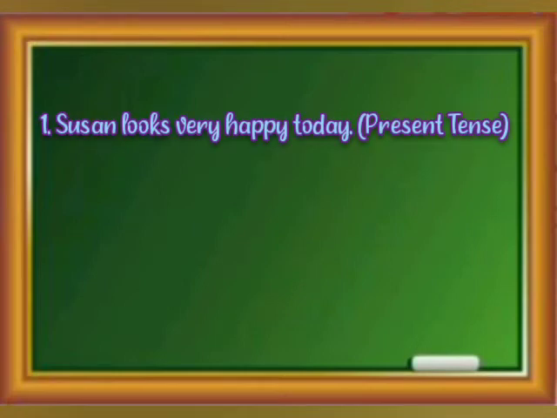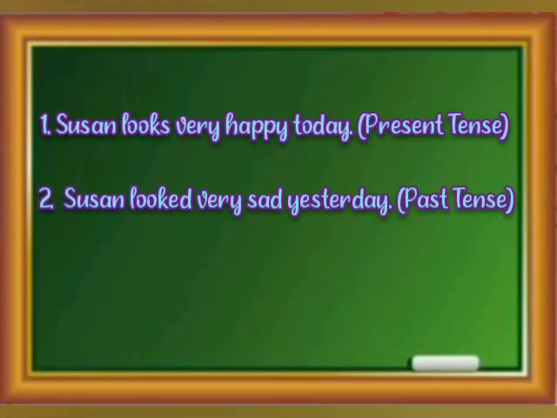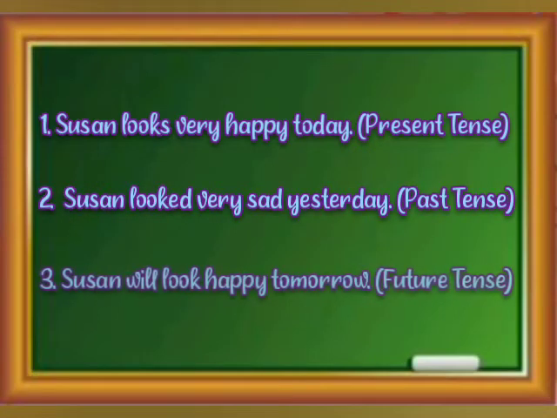Susan looks very happy today. Susan looked very sad yesterday. Susan will look very happy tomorrow. In these sentences, Susan's happiness and sadness belong to three different periods of time: today, yesterday, and tomorrow.